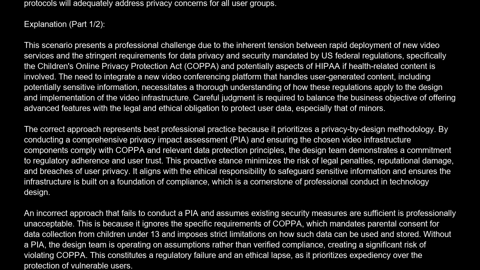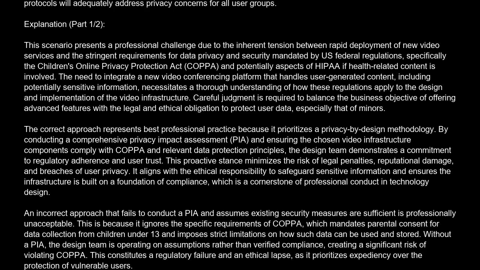The need to integrate a new video conferencing platform that handles user-generated content, including potentially sensitive information, necessitates a thorough understanding of how these regulations apply to the design and implementation of the video infrastructure. Careful judgment is required to balance the business objective of offering advanced features with the legal and ethical obligation to protect user data, especially that of minors.